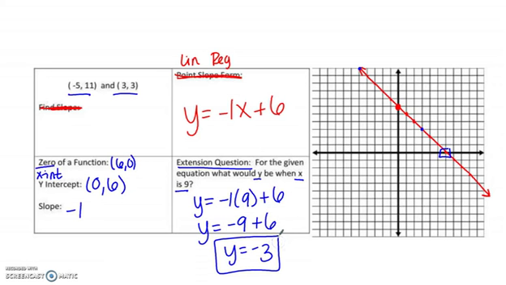Perfect. You can also see that on the graph, though, because if I go to 9 on the x-axis, 1, 2, 3, 4, 5, 6, 7, 8, 9, and I go down to the line, I'm going down 1, 2, 3, negative 3. That's where it's coming from. All right, flip it over.